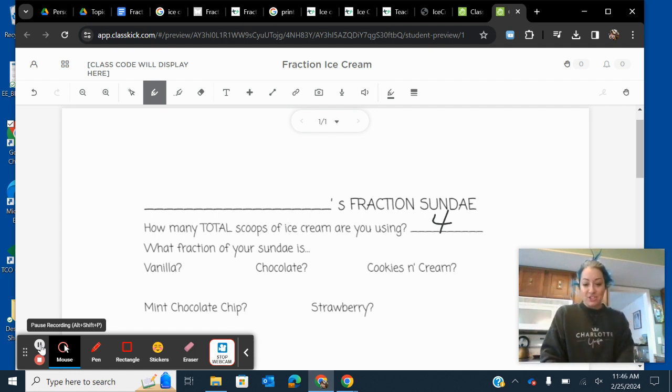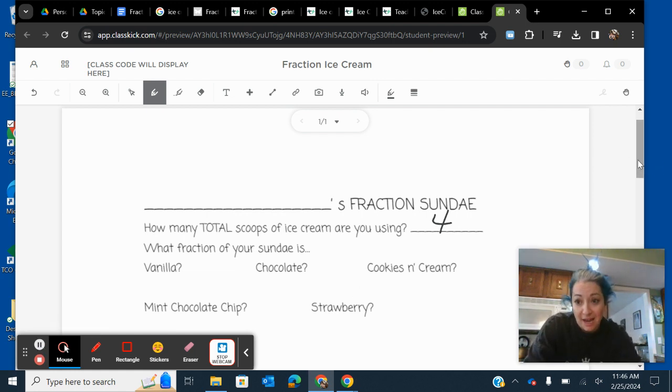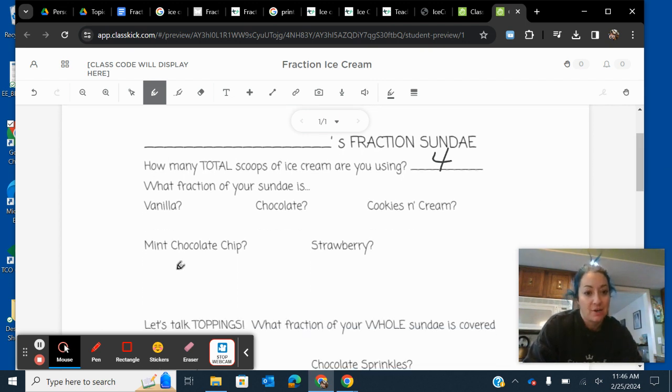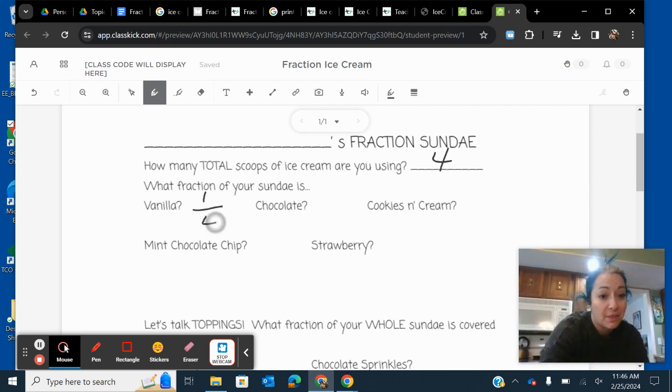And now I need to figure out what fraction of my ice cream is going to be each of these things. Now, I also included an empty space in case there were some on here that I didn't write, like for this one, cotton candy ice cream. If you want different ice creams than that, that's totally fine. Okay, so starting off, I have 4 total scoops of ice cream. I got this one, vanilla. So I only have 1 scoop of vanilla. So that means 1 is going to go in the numerator. And since I have 4 total scoops, 4 is going to go in the denominator.